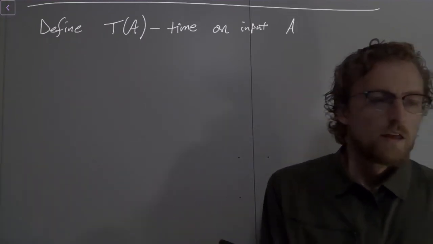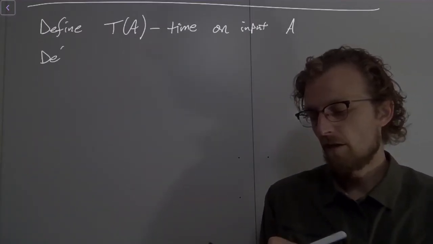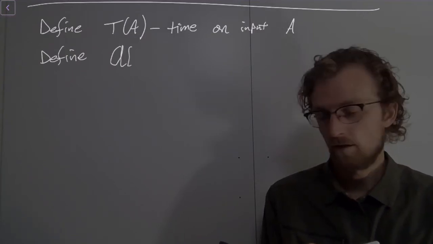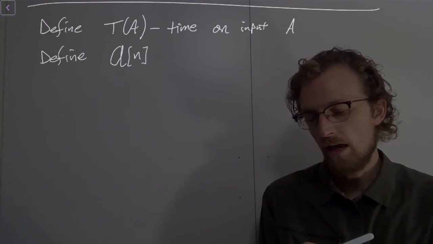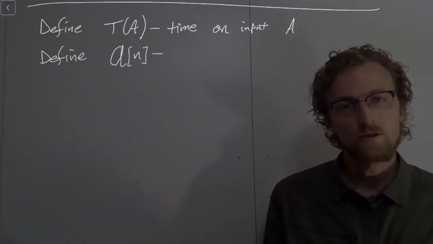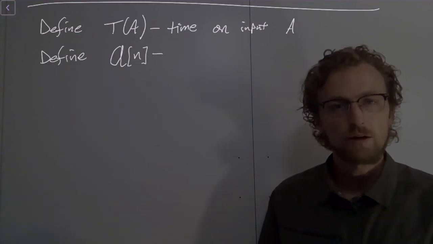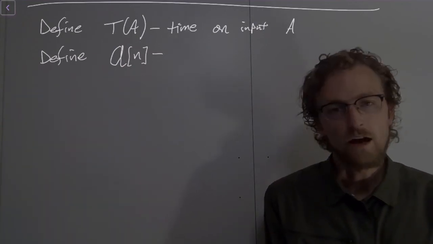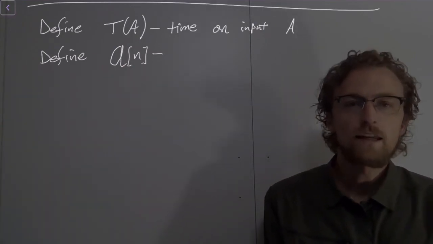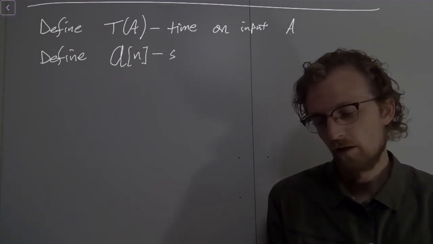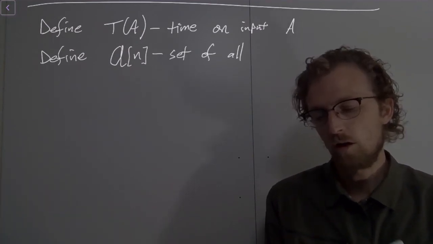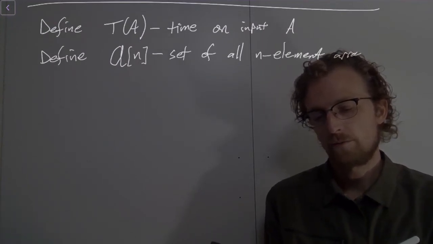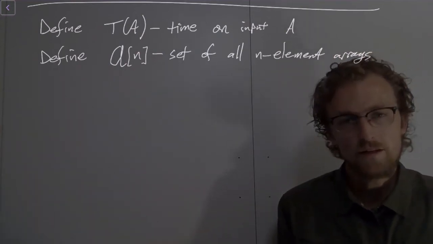All right. So now let me define this script A of n. A with a bracket n. Now this is a script A, right? Whenever you take a capital A and make it a script, the implication is that you're talking about a set or a family or something like that. So script A now, this is the set of all n element arrays. Okay, so this is a big set.